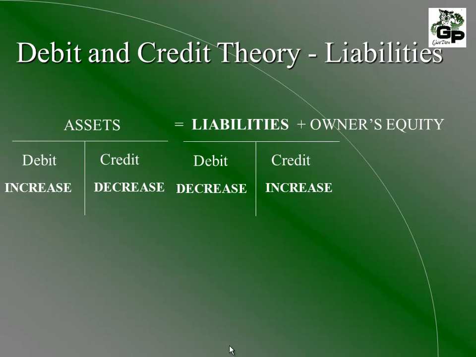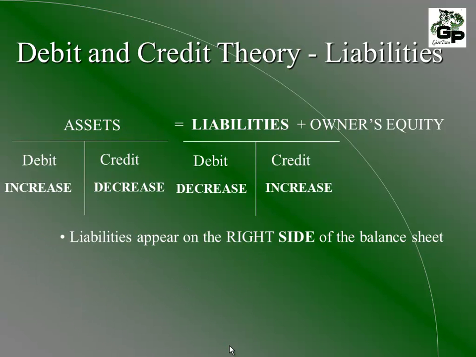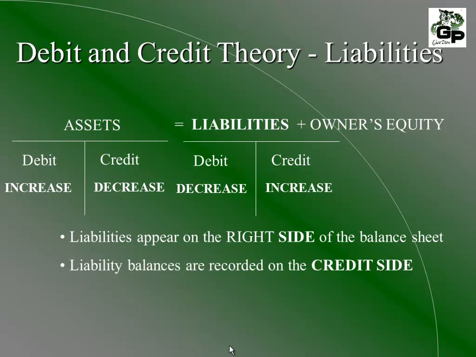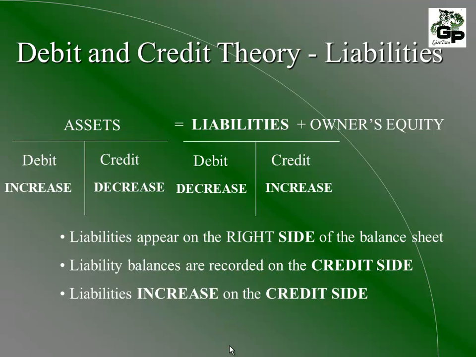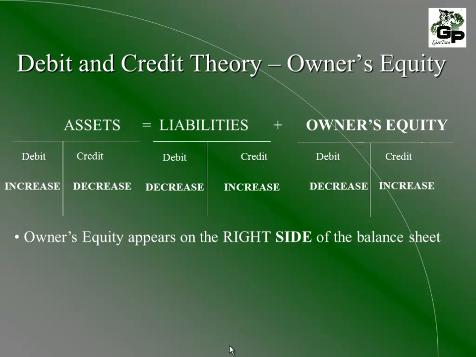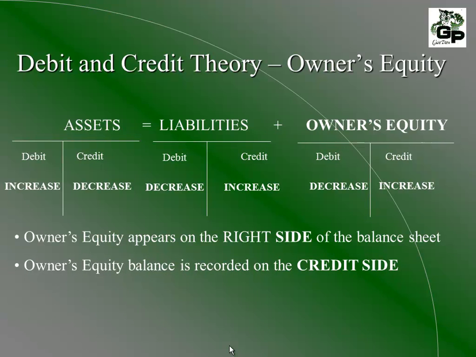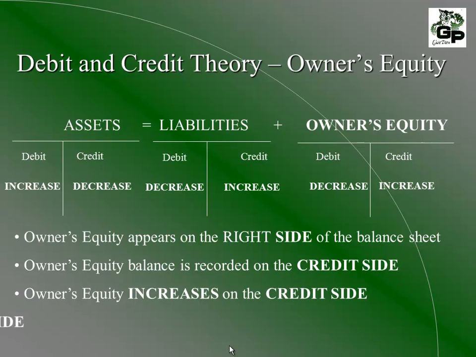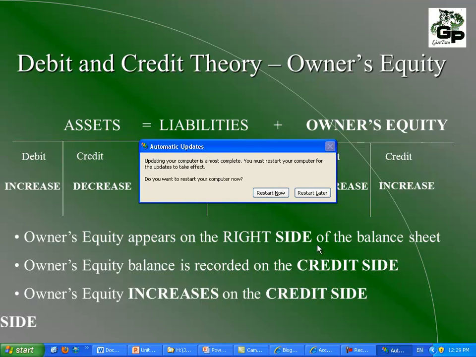Now we'll take a look at liabilities. Liabilities appear on the right side of a balance sheet. Liability balances are recorded on the credit side. Liabilities increase on the credit side, and they decrease on the debit side. The same thing happens for owner's equity. Owner's equity accounts appear on the right side of the balance sheet. Therefore, their balance is recorded on the credit side. They increase on the credit side, and they decrease on the debit side.